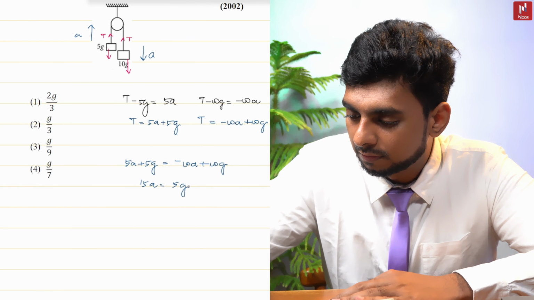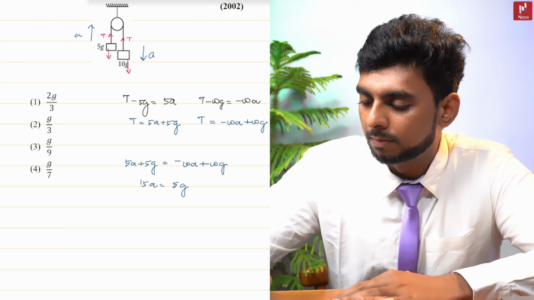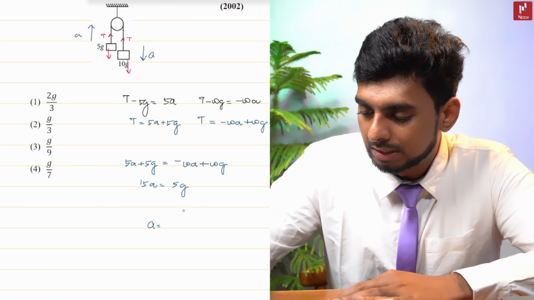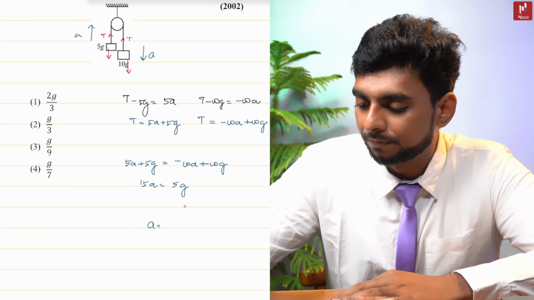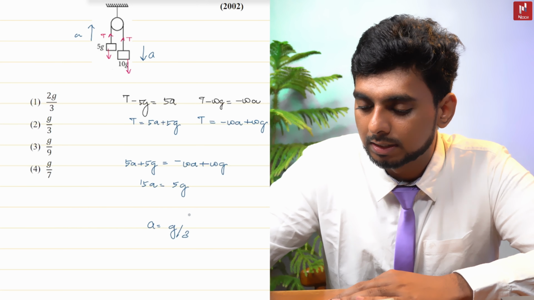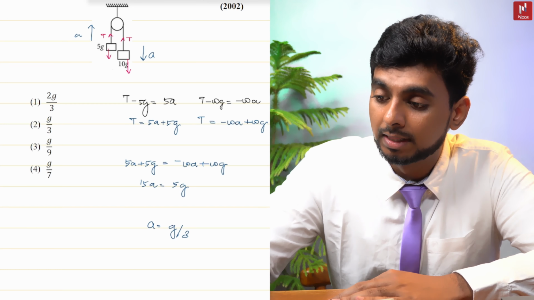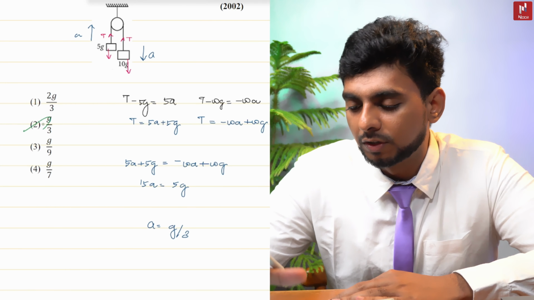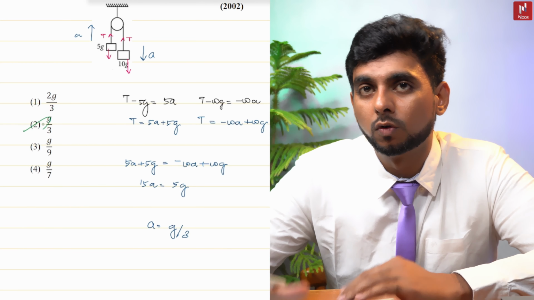Therefore, it will be 5G. So you will have A that is equal to G divided by 3. Yeah, when it gets cancelled out, you'll have G divided by 3. So acceleration A will be equal to G divided by 3. The answer here is option 2, right? You should be clear with this sum. You shouldn't have any doubt in this sum. Let's move on to the next one.